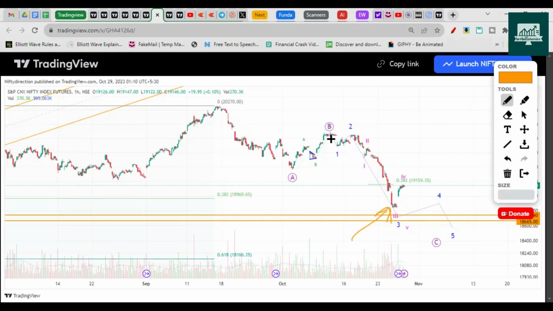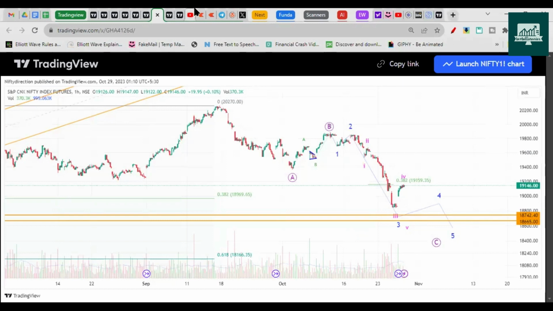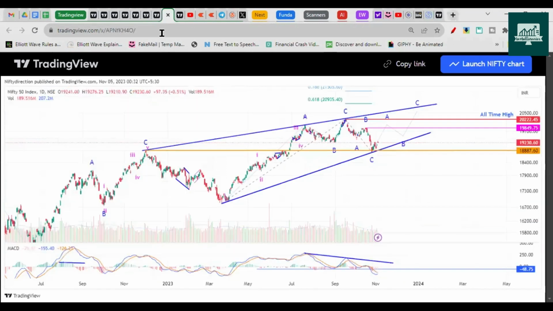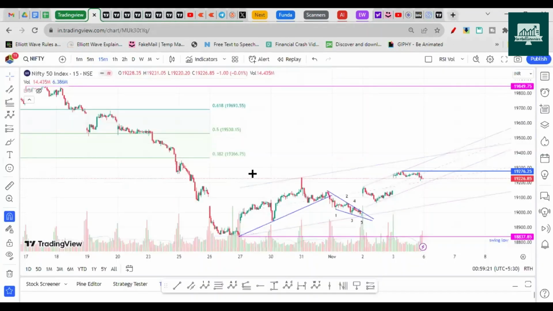So we have to dump the idea of counting internal waves. Here 1 2 is visible, but here we don't have 3 4 properly. So this is the fourth wave. Fourth wave is not consolidation. Here there is no consolidation, but the current fourth wave that you see here. Okay, let's go to the chart.